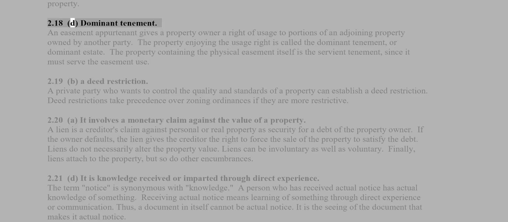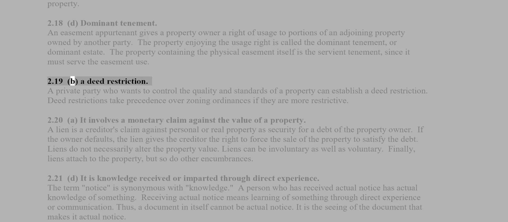2.18 D. Dominant tenement. An easement appurtenant gives a property owner a right of usage to portions of an adjoining property owned by another party. The property enjoying the usage right is called the dominant tenement, or dominant estate. The property containing the physical easement itself is the servient tenement, since it must serve the easement use.